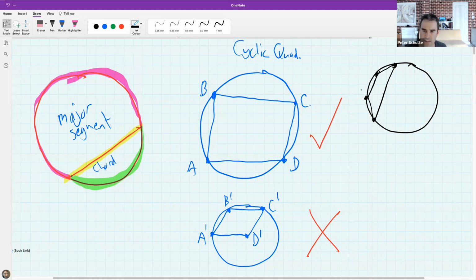So can I have another little vote? Thumbs up if that feels okay, like you understand what a cyclic quad is. It's just a special type of quadrilateral, and thumbs down if you still feel a bit unsure.